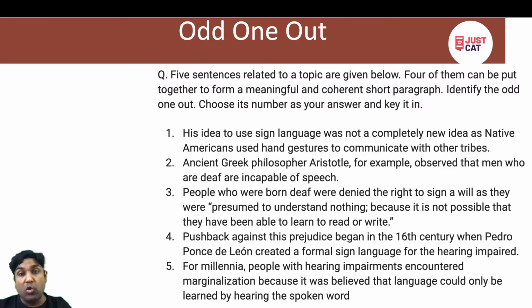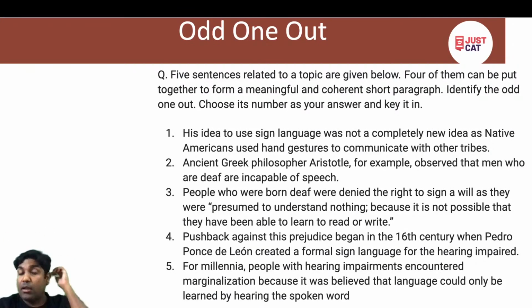It was believed, assumed that they cannot understand anything, because it is unlikely that they might have learned something or read or written something. They were not allowed to sign a will itself. So it's talking about the capability, learning, information, knowledge, and intellect standpoint. This idea is different from the second idea in the second line. However, it matches with the first idea of sign language.